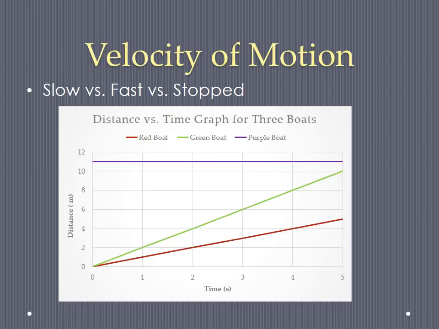So if you compare the lines for the green and red boat, the green boat has a line with the steepest slope. Now, what exactly does that mean? So this indicates that the green boat is covering a greater distance in a certain amount of time compared to the red boat. Let's look a little closer. At 2 seconds, the green boat has gone a distance of 4 meters compared to the red boat going just 2 meters. So a steeper line on a distance time graph means the object is moving at a faster velocity because it's covering more distance in the same amount of time.